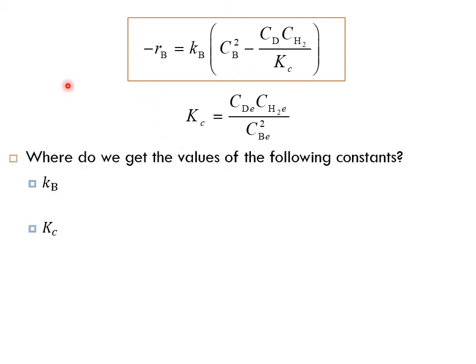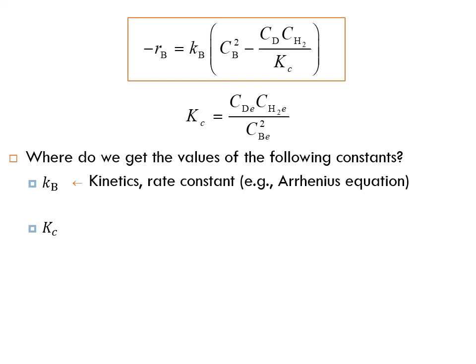And now we have the following question that you should answer. Where do we get the values of the following constants? Kb, this guy, and the Kc, which is this guy. Where do we get them from? Any guess? Yes, you're right. Kb is related to kinetics, right? It's the business of kinetics. It's a rate constant, so it's related to kinetics. For example, we can calculate it from Arrhenius equation, or we can find it from experiment.